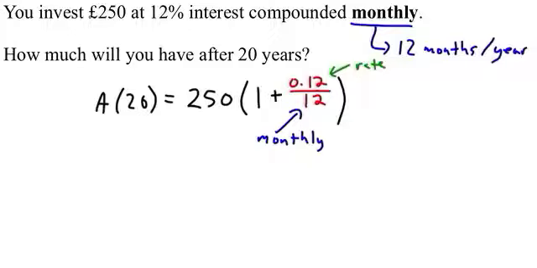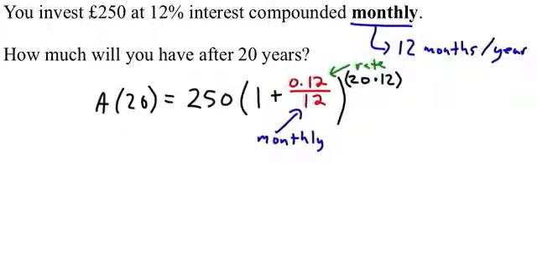And now I'm going to take it to the power of 20 years, but because I'm getting it paid out monthly, I'm actually going to get 20 years times 12, because every single year I'm going to get 12 payments because I get one per month. So this is the actual amount we're calculating.